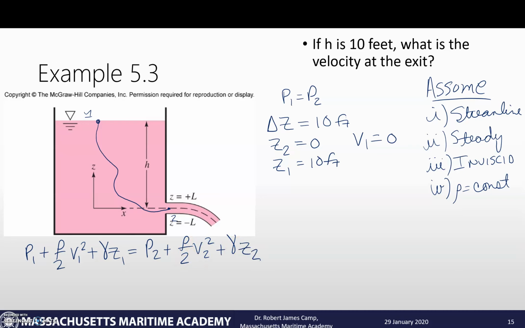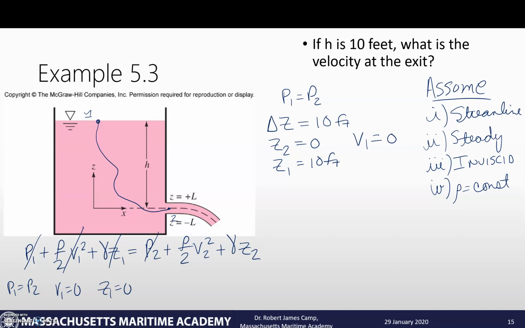Now typically you'll see, and especially when we get to the energy equation, I'm always writing these full equations out and then canceling out the terms to make things easy. So P1 is equal to P2, so those fall out. V1 is 0. Z2 is 0. So there we go. Our equation knocks down pretty quickly to just this little part over here.